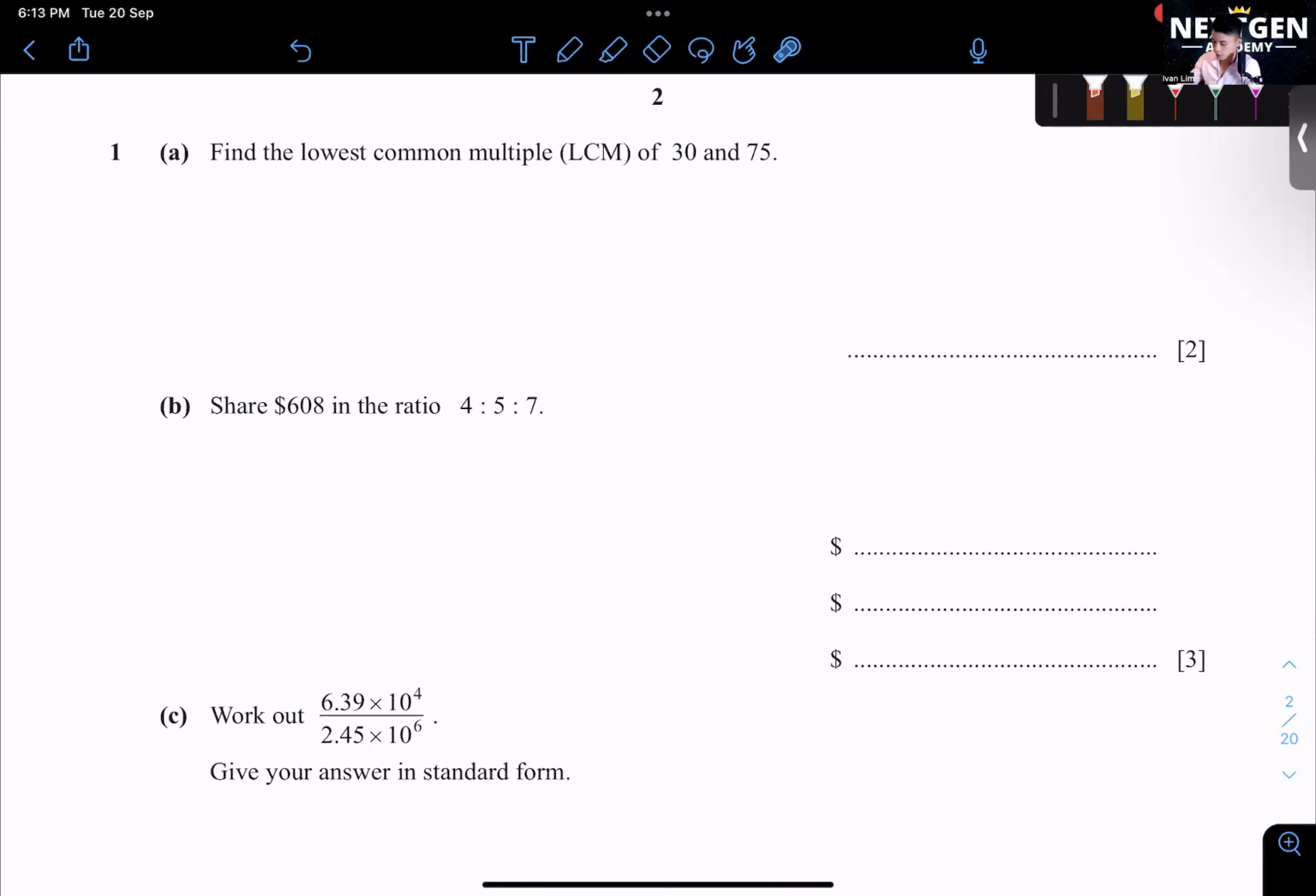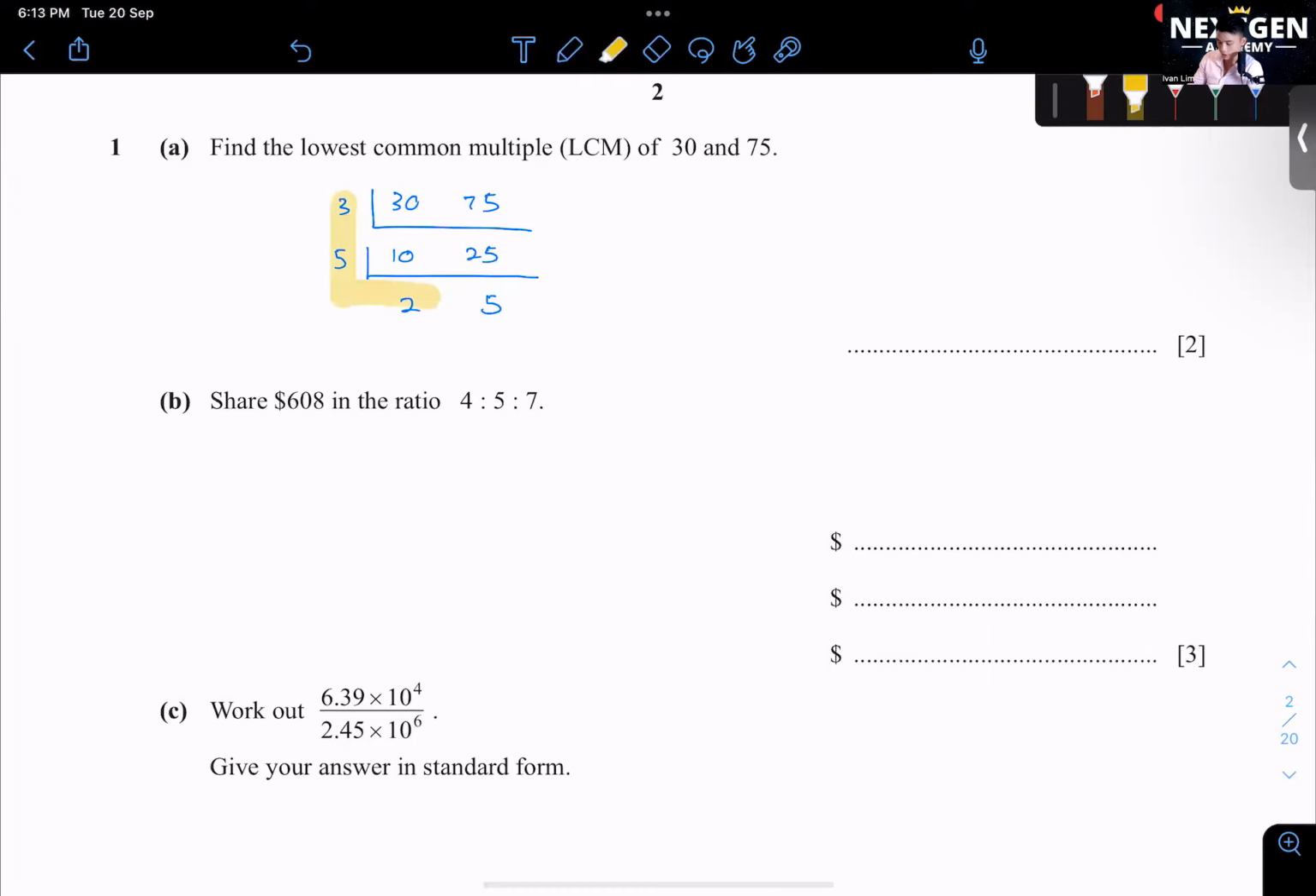Question 1A. Find the lowest common multiple of 30 and 75. We just use the LCM method, the ladder method. 30, 75: 3, 10, 25. Then 5, 2, 5. You all gotta remember, if it's highest common factor, just the top. If lowest common multiple, L shape. Then you multiply, multiply, multiply. So LCM will be 3 times 5 times 2 times 5. I'm pretty sure that in every single paper you see at least one question like this, a free mark. HCF or LCM will come up.